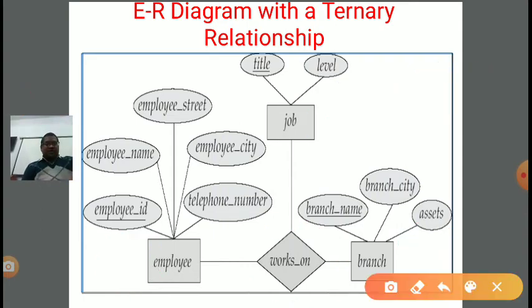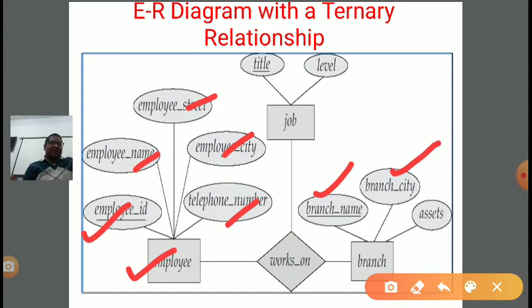Now, the first entity, employee. Employee has employee ID as primary key, and employee name, employee street, employee city, and telephone number. These are non-key attributes. Now, employee is in relationship with branch, and the relationship name is works on. Every employee works on a particular branch, which has some attributes. Branch name is the primary key, and branch city and asset are non-key attributes.